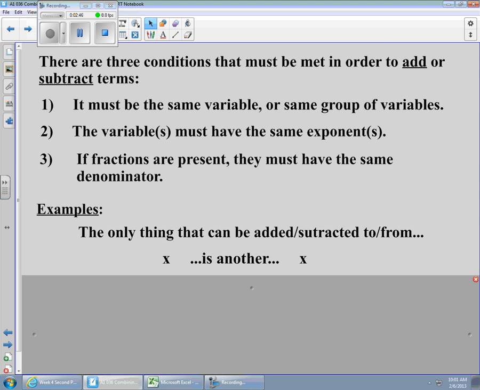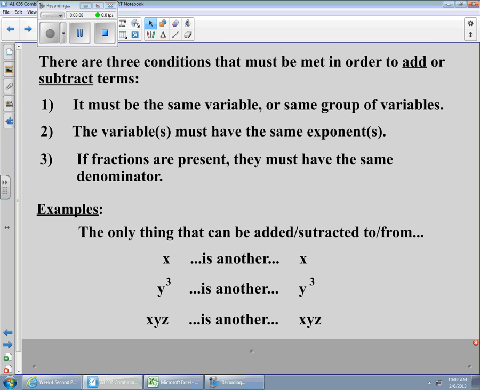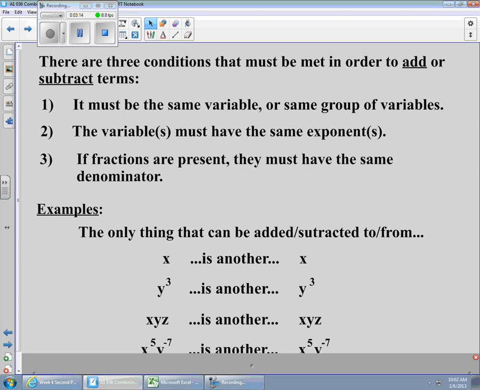We're not looking at the actual examples yet, so you can probably skip copying this down. But the way this says, if you apply these 3 rules, guys, the only thing that can be added or subtracted to or from an x is another x. The only thing that can be added or subtracted to a y cubed is another y cubed. The only thing that can be added or subtracted to an xyz is another xyz. And you can make this as exotic and as far out as you want. The only thing that can be added to an x to the 5th y to the negative 7th is other x to the 5th y to the negative 7th.